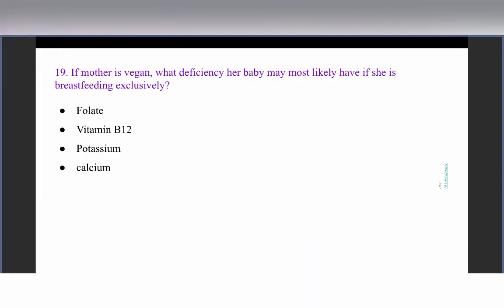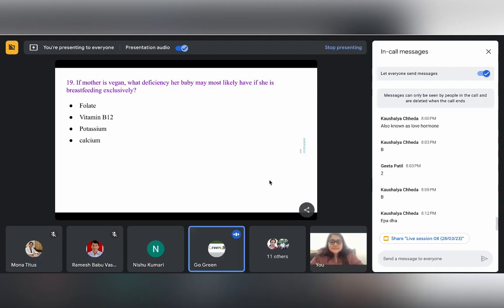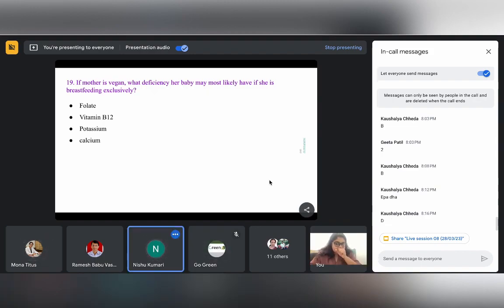Okay. So next question: if the mother is vegan, what deficiency may her baby most likely have if she is breastfeeding exclusively? Anybody with the answer? B12. Option 2. Okay, B12.